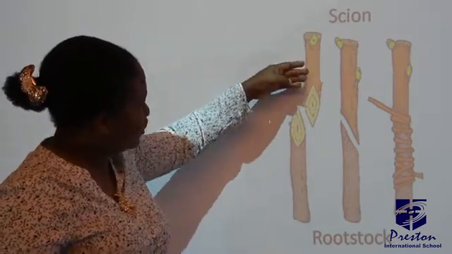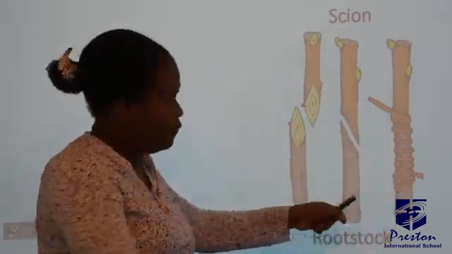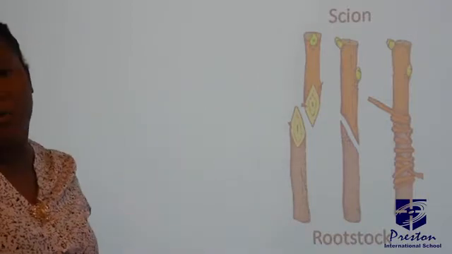Now you cut part of the sour orange, and then you join it together with the sweet orange, and then you wound it with this rope. Now from the bottom to the top, so that you prevent water or rain from coming into it. So this is an example of grafting.